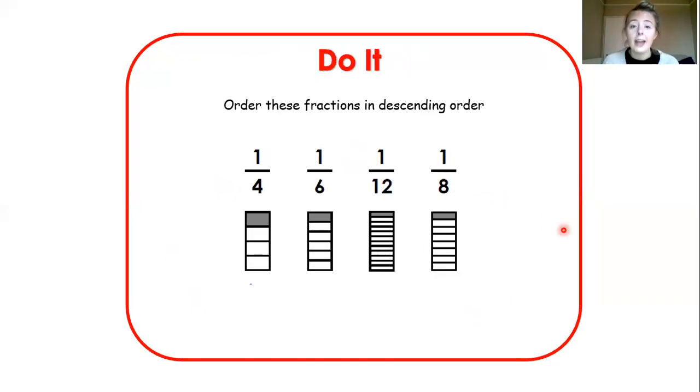So to do it for me then, so it's similar again, but this time you've got 4 fractions, and I want you to order these in descending order. So you need to remember what descending order is, and then rearrange these in descending order. So pause this for me now and give that a go.